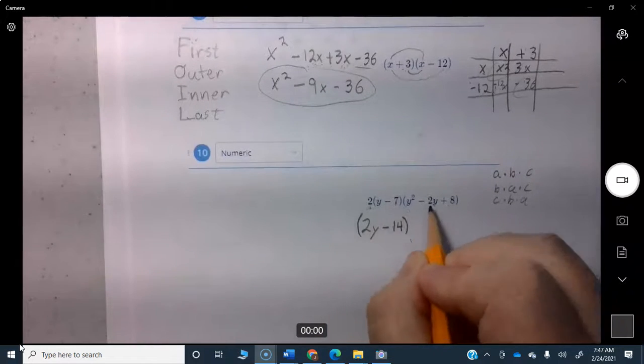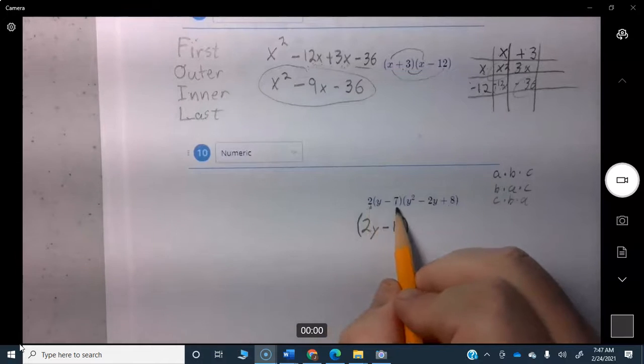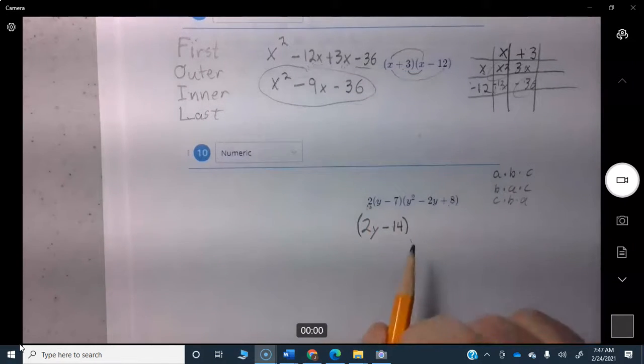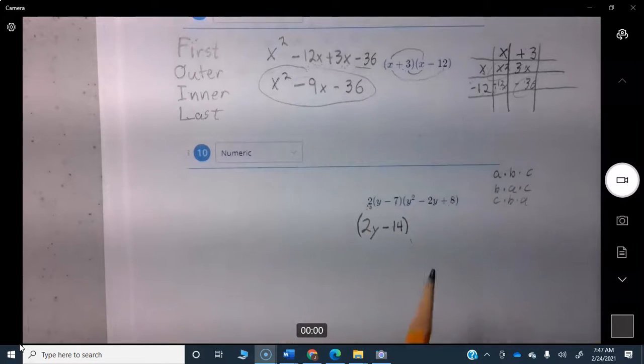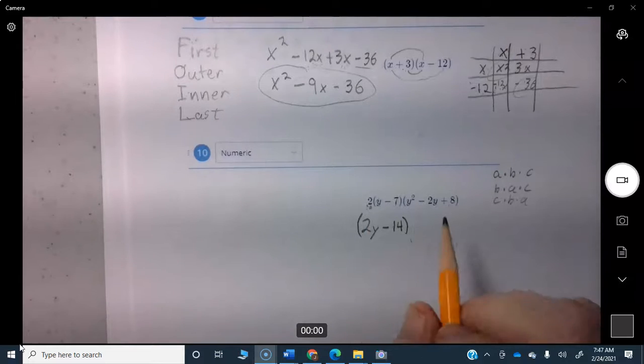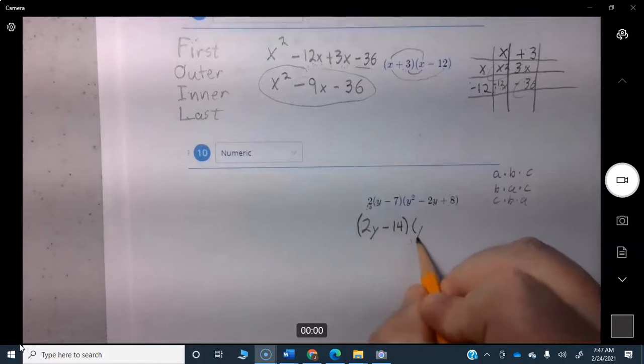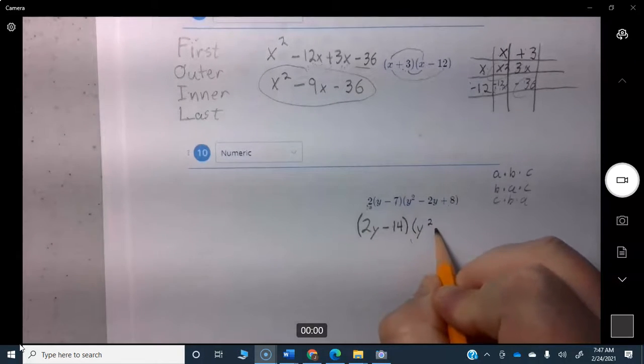Now I still have this. You don't multiply the 2 through here and then multiply it through there again. That would be multiplying it twice. That's not good. You don't want to do that. So over here I still have what I have over here.